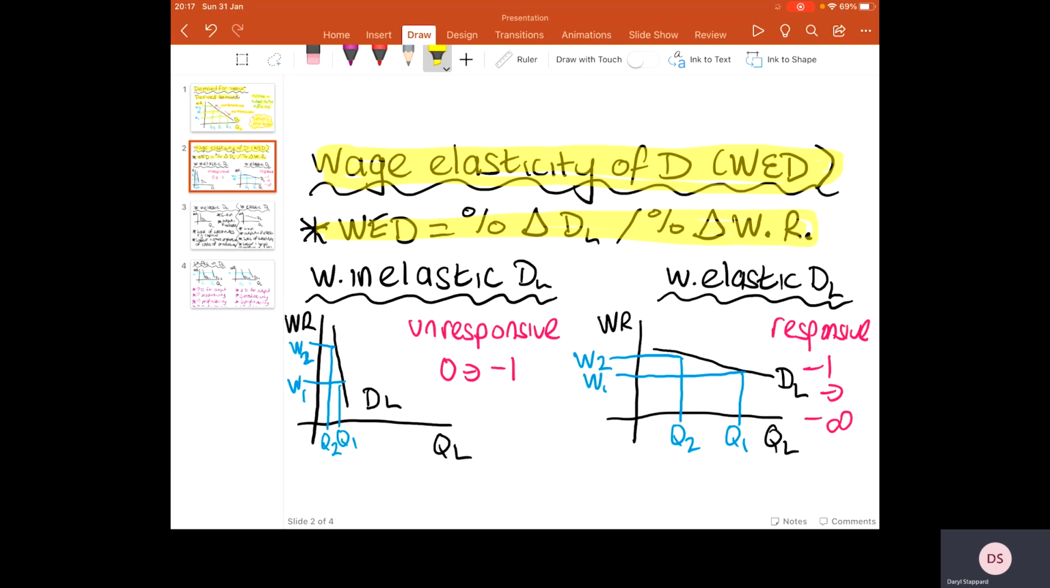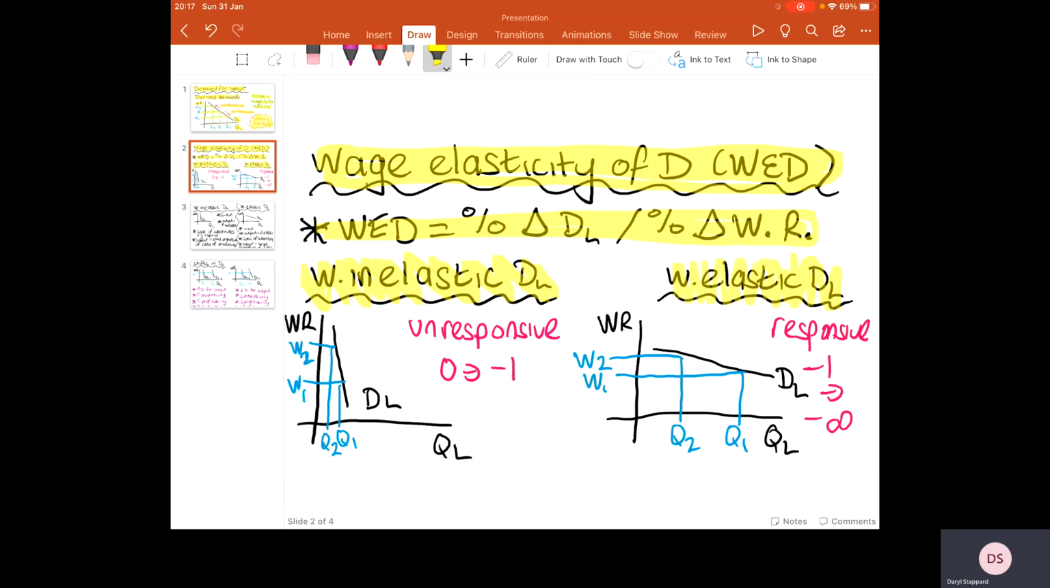So to work out WED, the wage elasticity of demand, it's the percentage change in the demand for labour divided by the percentage change in the wage rate. Now, you've got then two main scenarios which you need to be aware about. Clearly we could have unitary demand for labour curves, perfectly wage inelastic ones, perfectly wage elastic ones, but these are the two main ones that you need to be aware about.